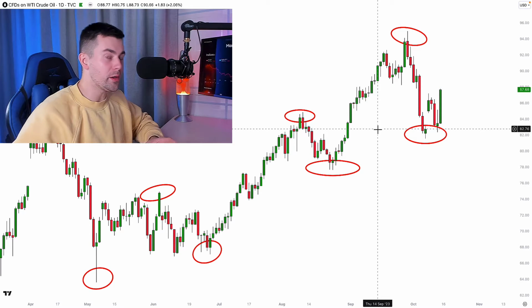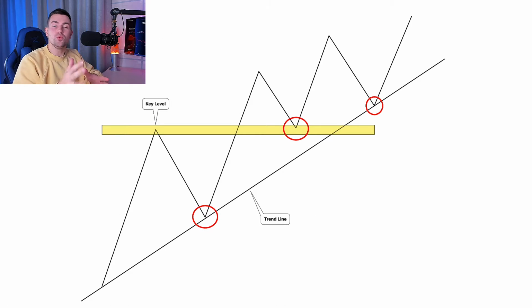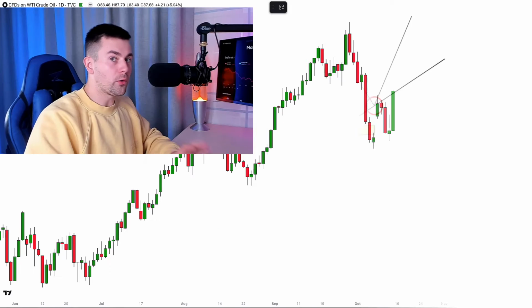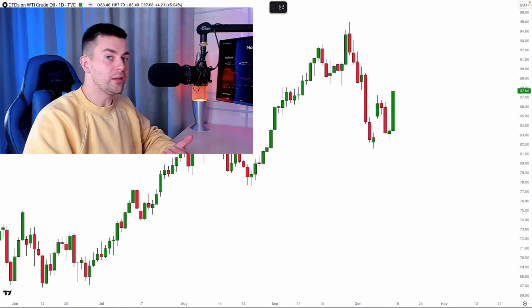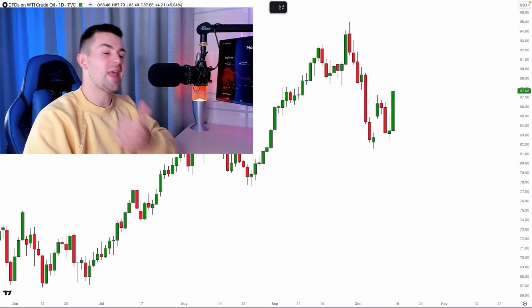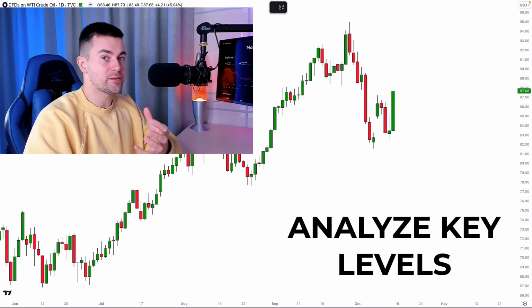But from where exactly should we buy? Strong bullish and bearish waves do not initiate from random levels. Your task is to identify the horizontal and vertical structures. In a bullish trend, you look for key supports, the trend lines, and from there you look for buying. For that reason, after you analyze the market trend, the next step is to analyze the key levels.